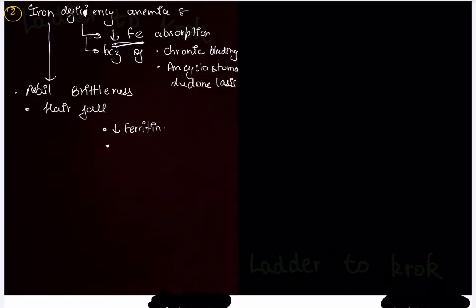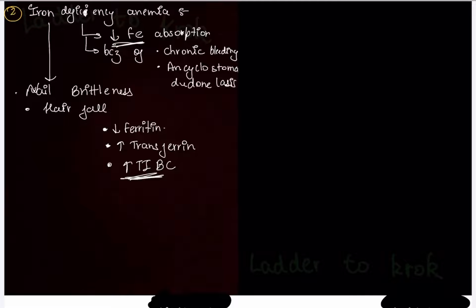What will happen to transferrin? You know what transferrin is: the transporter of iron. It will increase, because our body will be like, oh, there is less iron, so I need iron. When the body needs iron, it will increase transferrin to transport iron to the cells that need it. And total iron binding capacity will also increase, because there is very little iron.